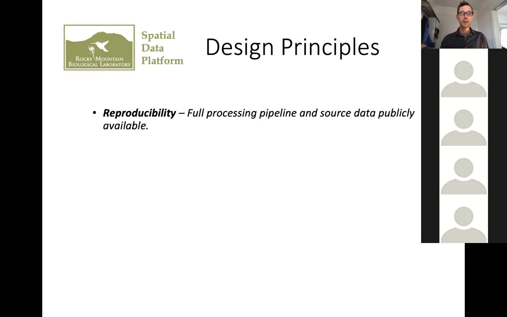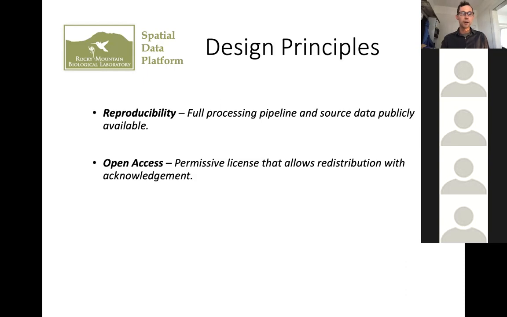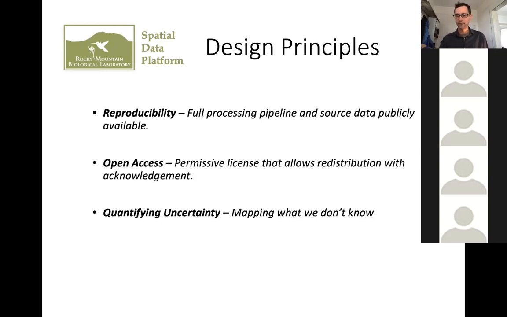And the first one is reproducibility. So we're putting the full processing pipelines for the remote sensing products and source data publicly available on GitHub. We're making these products open access using a permissive Creative Commons license that allows redistribution with acknowledgement. Where we can, we're quantifying uncertainty. So we're trying to map how much we don't know in addition to the things that we do know.